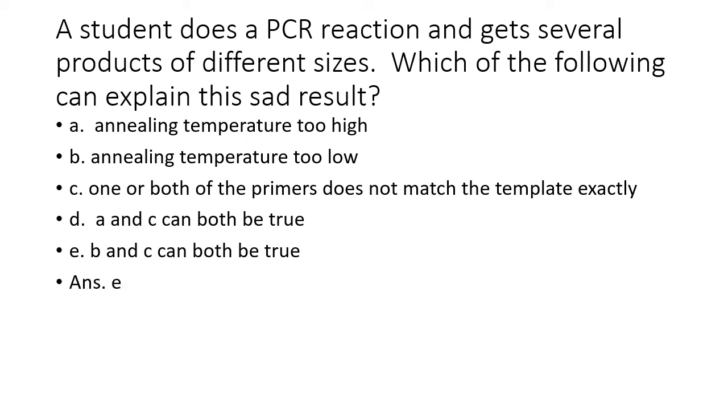Well, I vote for E. Clearly, annealing temperature too low means that the primer could bind nonspecifically at other locations in the genome, and therefore cause the formation of a product other than the one you intended. Also, one or both of the primers does not match exactly. It might match somewhere else and also cause problems for that reason.